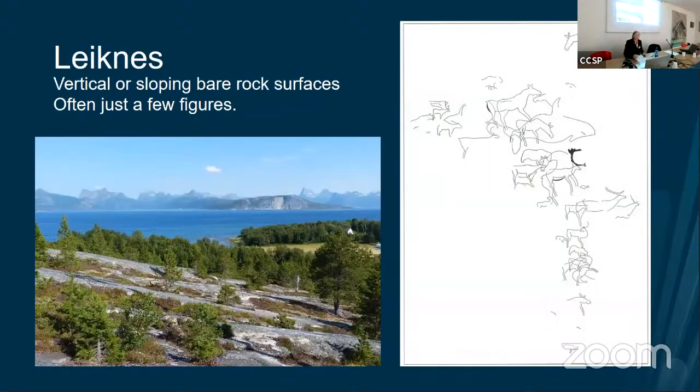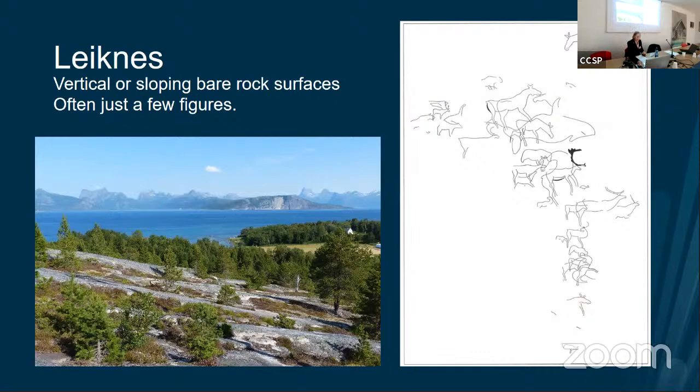We can also see that very many of the sites are located on nearly vertical or perhaps sloping bare rock surfaces. And in many cases, there were just a few figures on each of these surfaces. This particular site here, Lakeness, is one of the larger sites. You see there's quite a large number of motifs here. You also see that the majority of the motifs are again elk, reindeer, bears, and a few other motifs, such as, for instance, a large orca that is presented here.